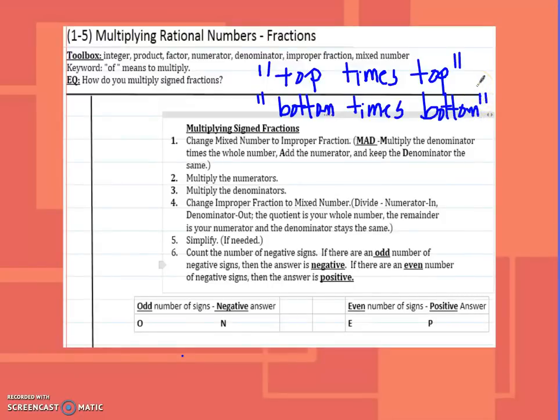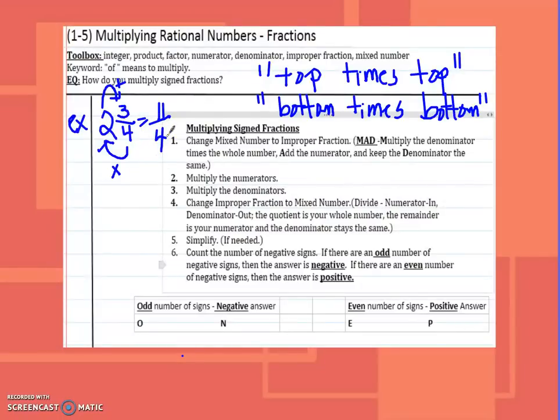Okay, so when you're multiplying fractions, you can't have a mixed number. You have to turn a mixed number into an improper fraction. So for an example, let's say you have 2 and 3/4. You got to make it improper. You got to multiply, add, and keep the denominator. So you multiply 4 times 2 is 8. 8 plus 3 is 11. You keep the denominator, so it's 11/4.